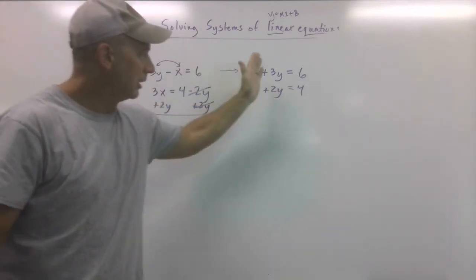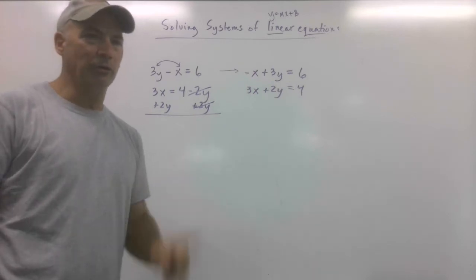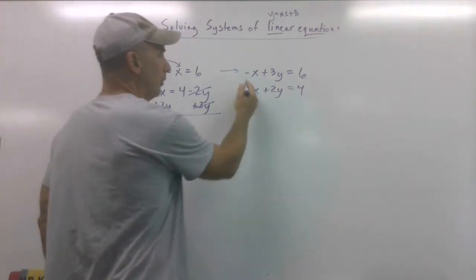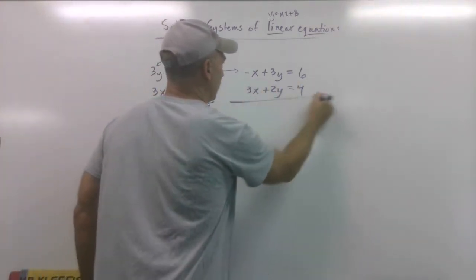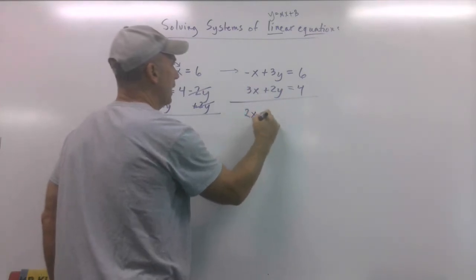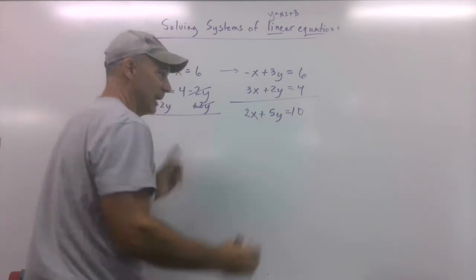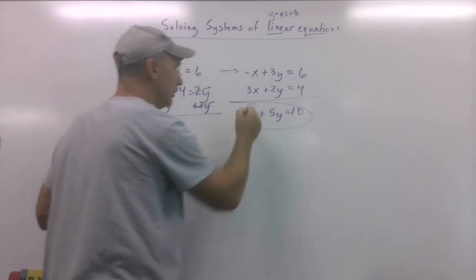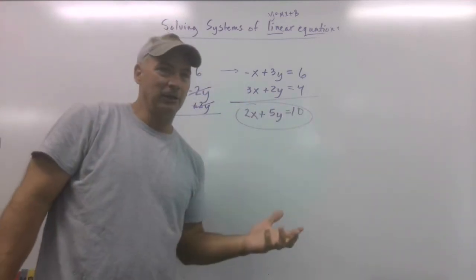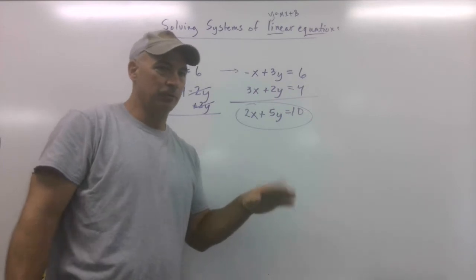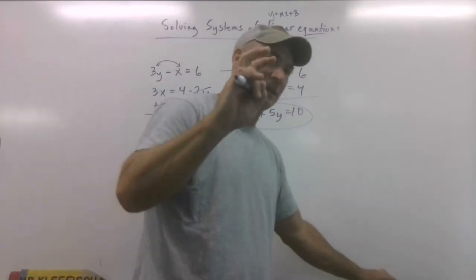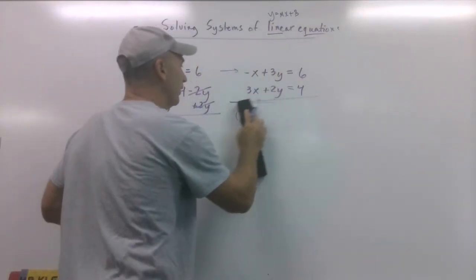Now everything's ready to go. Now I want to show you something. In the previous example, once they were like this, we just added them together. We got 2x plus 5y equals 10. Listen now, this is not wrong, because it's okay to add equations. It's just not helpful. Remember, what we're trying to do is eliminate one of these variables.